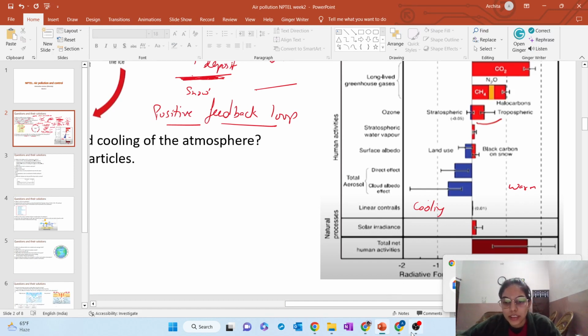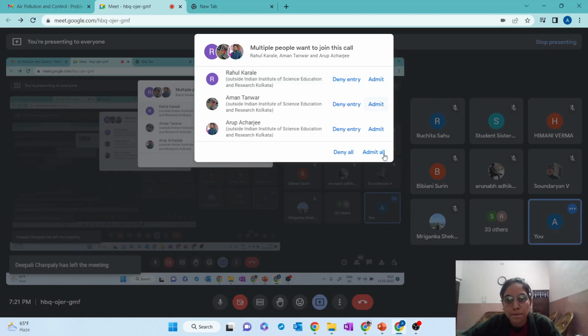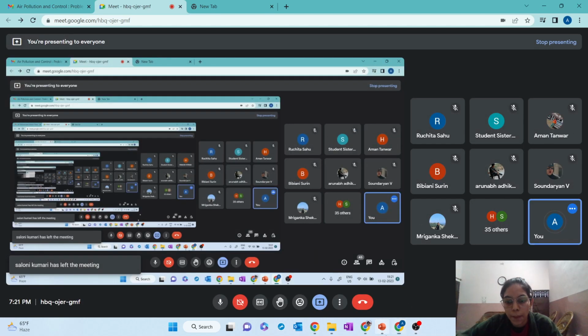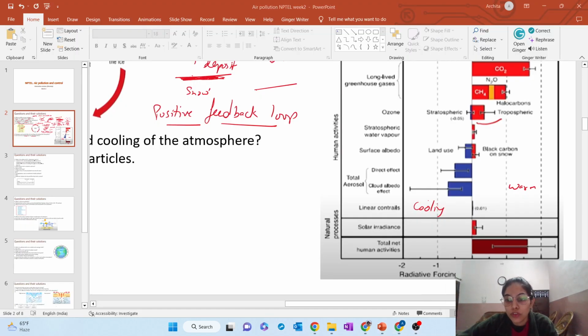Okay. So forcing can be positive as well as negative. Positive forcing means that the temperature is increasing, and negative forcing means that the temperature is decreasing. Right? When temperature decreases, it leads to cooling. When temperature increases, it leads to warming. So this side is positive forcing, and this side is negative forcing.